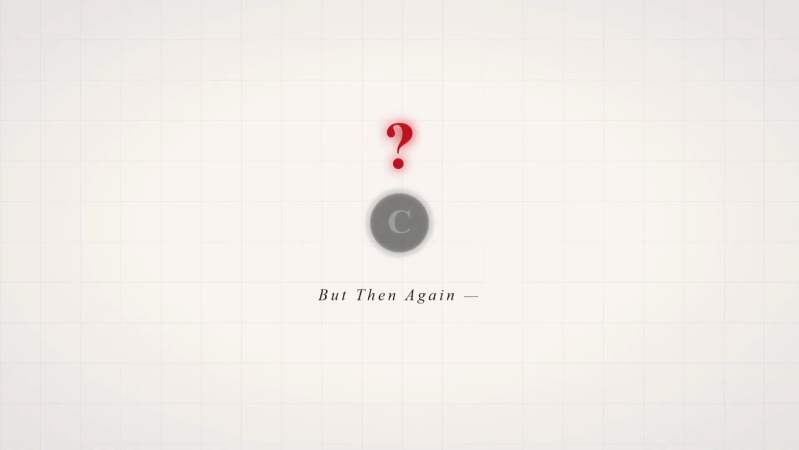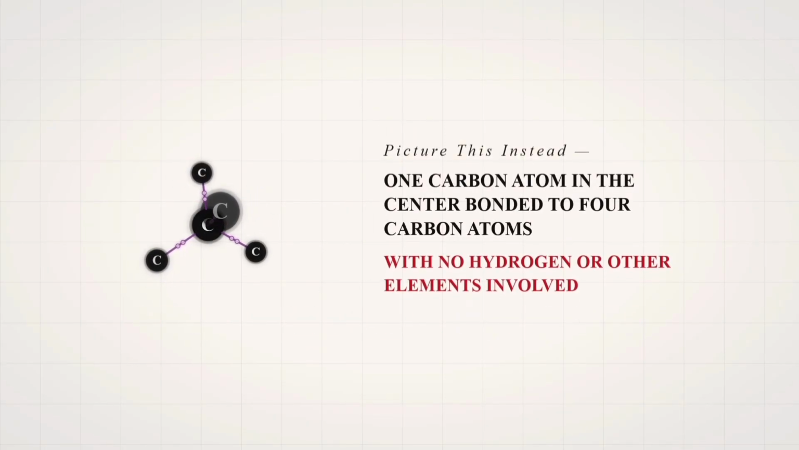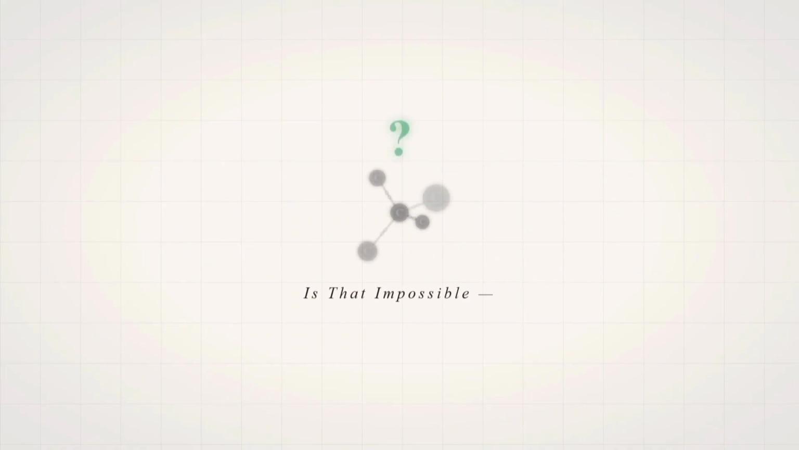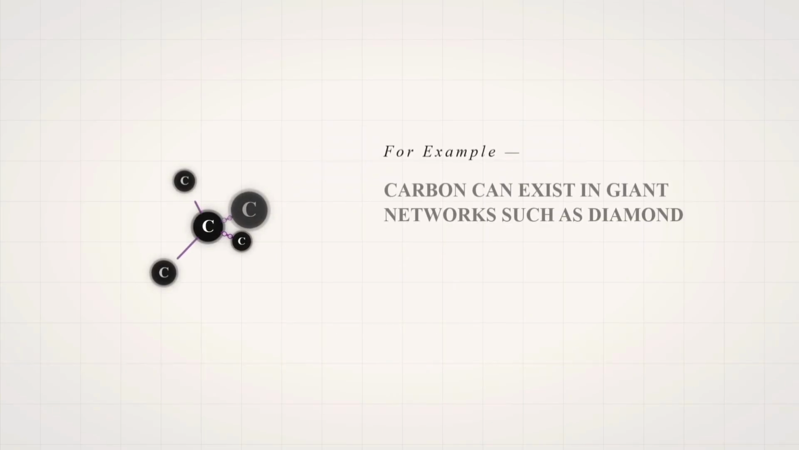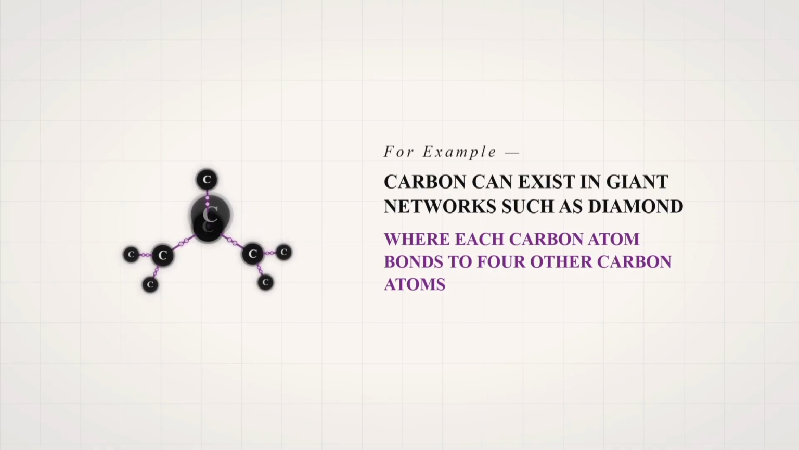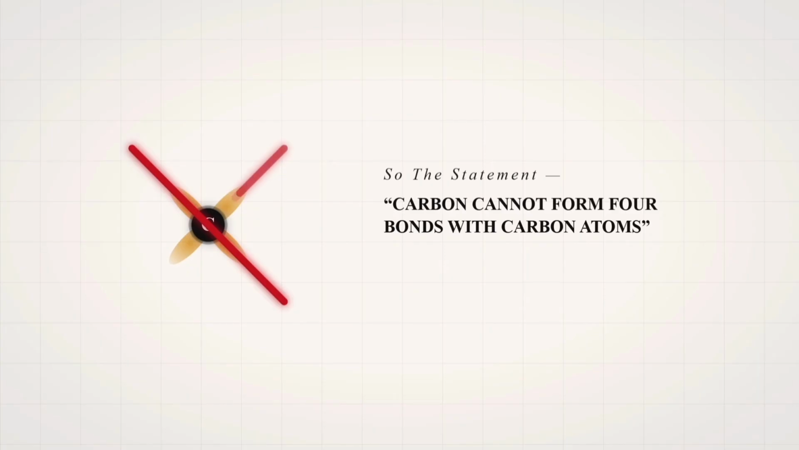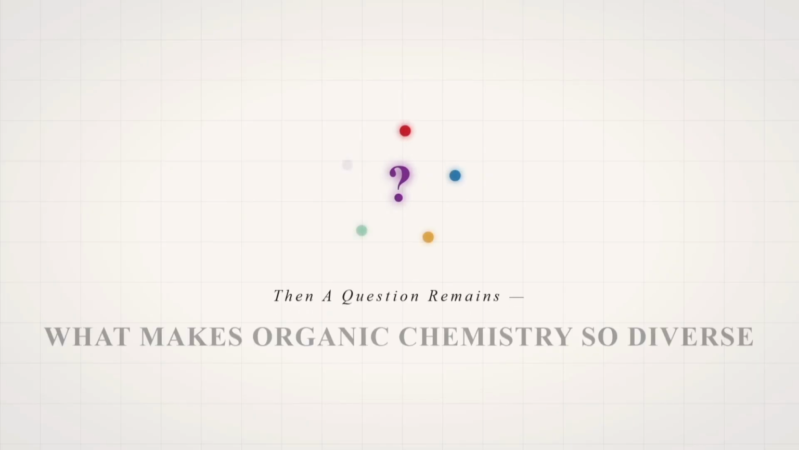But what about our original idea? 1 carbon atom in the center, bonded to 4 carbon atoms with no hydrogen or other elements involved. Is that impossible? Not necessarily. Carbon can form carbon-only structures. For example, carbon can exist in giant networks such as diamond, where each carbon atom is bonded to 4 other carbon atoms. So the statement, carbon cannot form 4 bonds with carbon atoms, would be incorrect. It absolutely can.